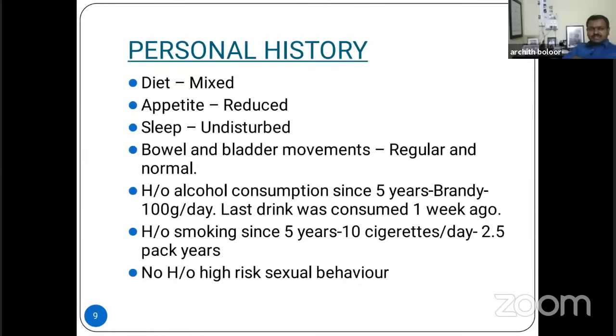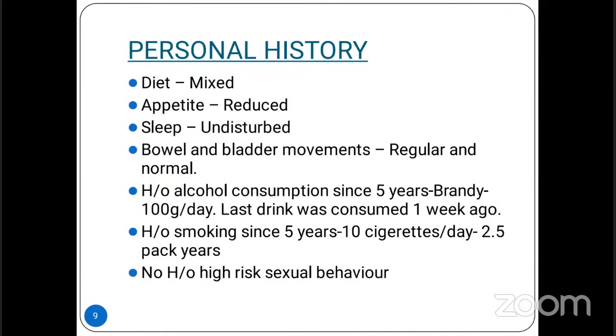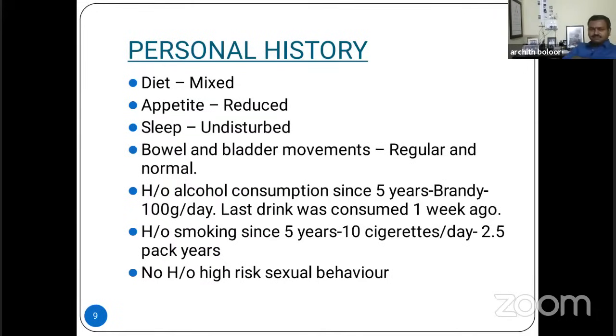So this patient is having a significant alcohol intake, you think? 100 grams of brandy per day. So how many units will it come to? About 10 units. 10 units for the past 5 years. Okay, fine. But he is continuing to consume the alcohol despite having the liver disease 8 months back, correct? So he has not stopped it. Yes, okay.